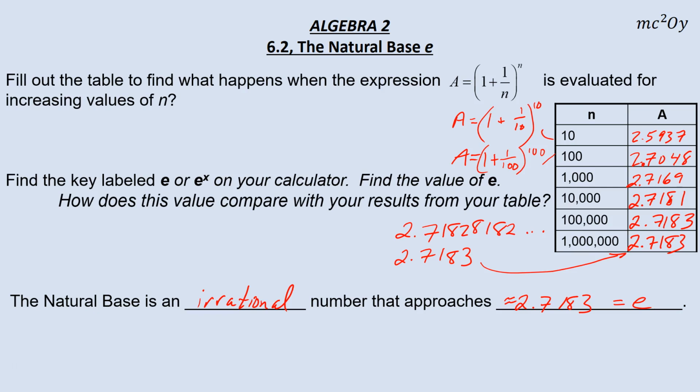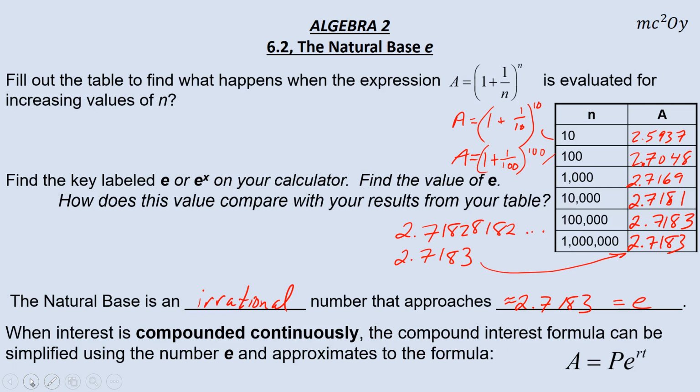It's a number, and we use it when we're using continuously compounded interest. When interest is continuously compounded, the compound interest formula can be simplified using the number e, and it becomes A is equal to P times e to the RT power. e is the natural number e, P is the principal or initial investment, A is our amount, R is still the rate in decimal form, and T is still time.